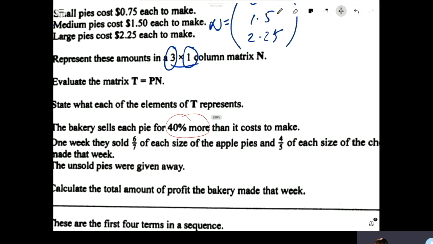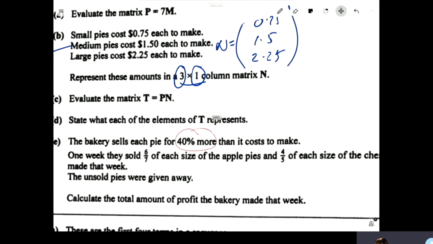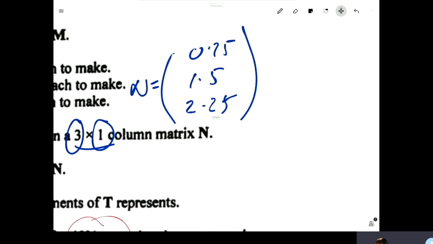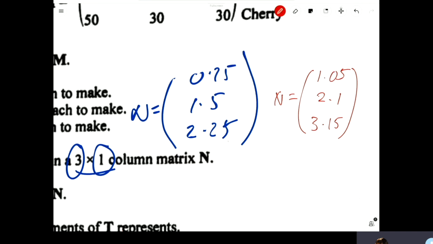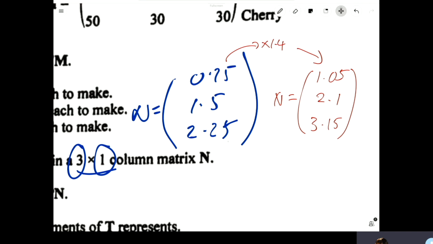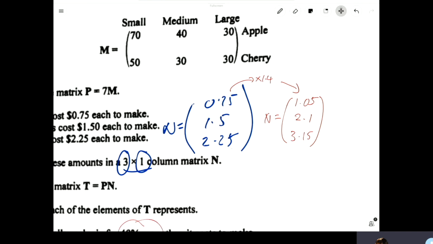Can you see the 40%? Is it big enough? 40%. That means this price, everything must increase 40%. Okay, so I'm going to use my calculator and just change everything by 40%. So this becomes 1.05. This is 2.1 and the one at 2.15. That means add 40%. All I do is I take the value times 1.4. I'll get this. So that's the new price.